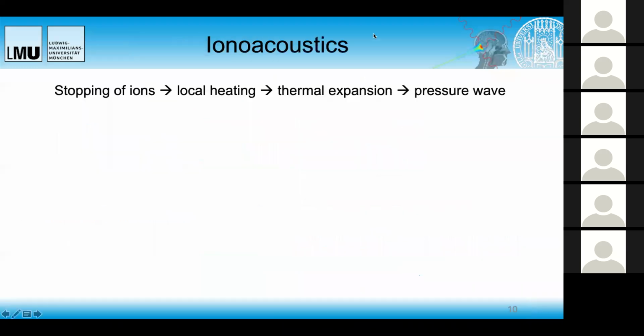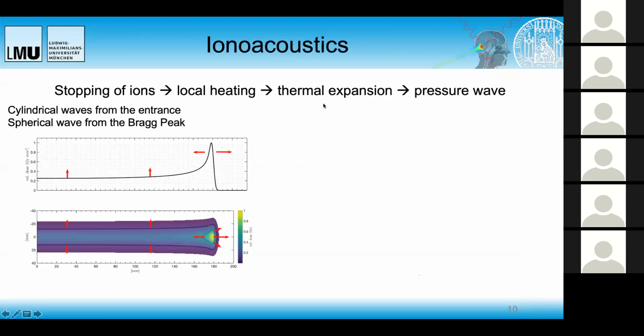Yeah, I'm going to present now some results because I'm researching on this topic, and what you basically now see here is again the reaction chain. So we have the stopping of ions, it leads to a small local heating, which then leads to a thermal expansion and to a pressure wave, which then propagates omnidirectionally throughout the patient.